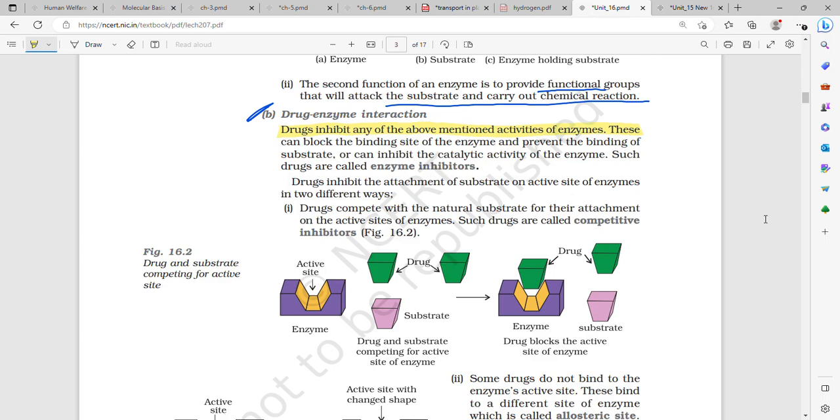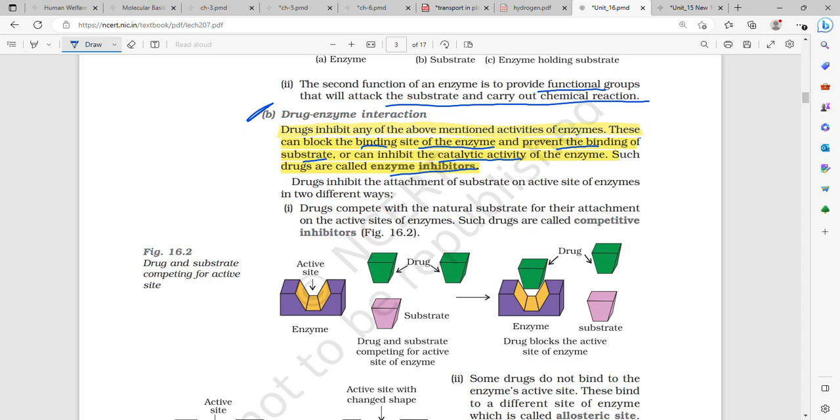The drugs can block the binding site of the enzyme and prevent the binding of substrate, or they can inhibit the catalytic activity of the enzyme, and such drugs are called enzyme inhibitors. So all the activities of an enzyme can be inhibited or stopped with the help of drugs. How do the drugs work? These drugs block the binding site of the enzyme, that is the active site, or they can change the active site altogether to prevent the binding of the substrate, or they can inhibit the catalytic activity.